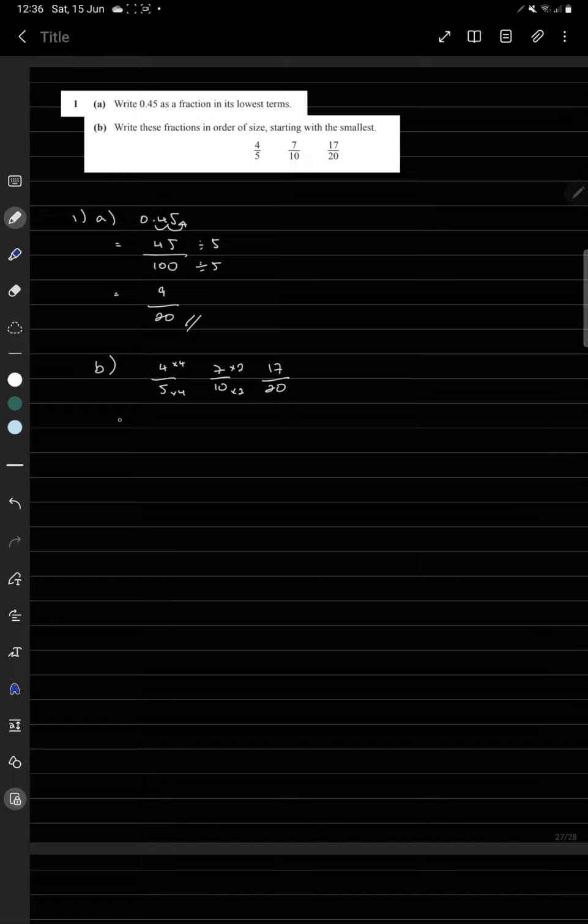So below I'll write the new set of fractions. We'll have 16 over 20, and this is 14 over 20, and then finally 7 over 20. Now from this case we can already decide which one is the smallest and which one's the largest. Okay, so the smallest is actually 14 over 20, but we cannot write the transformed number. We have to write the original number.